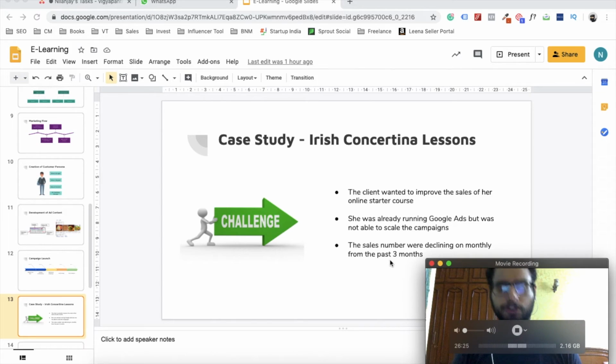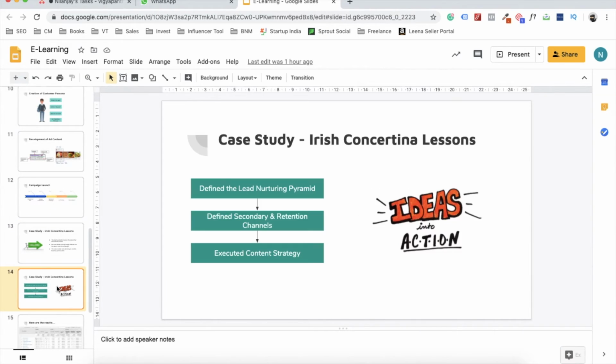She was already running Google Ads and Facebook Ads, but she was facing a decline in sales from the past 3 months, and the campaigns were not working properly. So let's see what I did here, right?